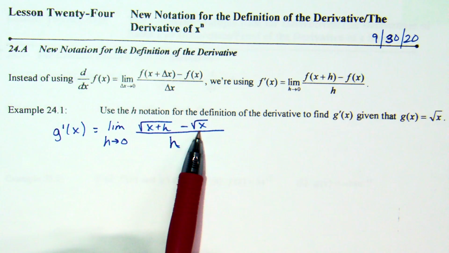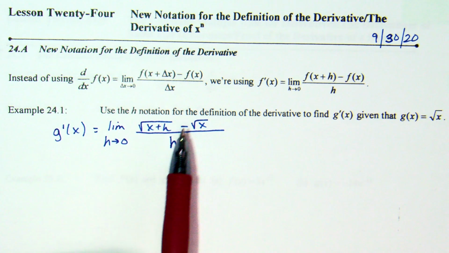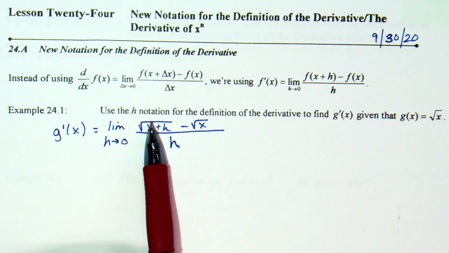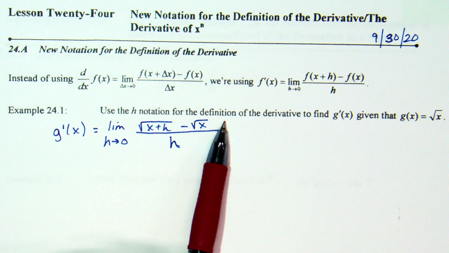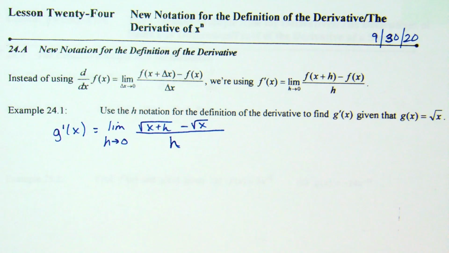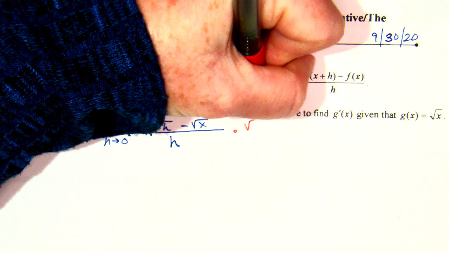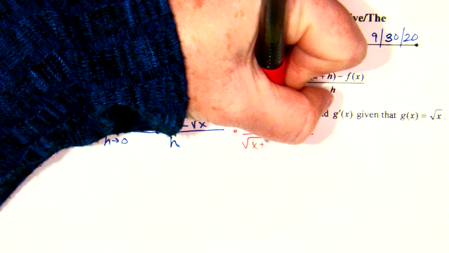And so instead of multiplying by the conjugate of the denominator, we're going to multiply by the conjugate of the numerator. So what's the conjugate of square root of x plus h minus square root of x? Just change that minus to a plus. So we're going to multiply by square root of x plus h plus square root of x. What I do to the numerator of a fraction, we're going to do to the denominator: square root of x plus h plus square root of x.